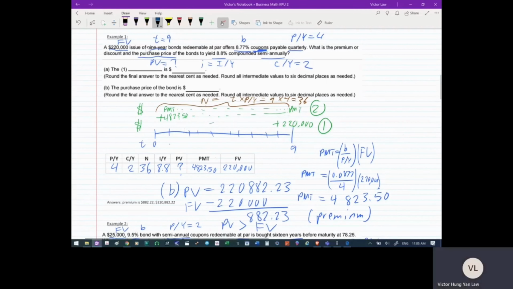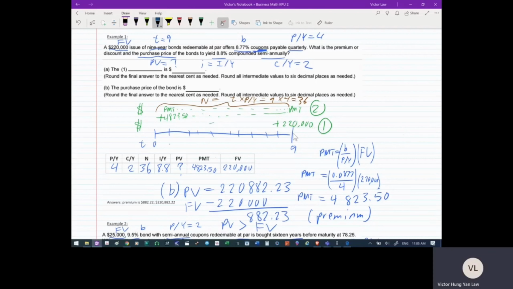And we have a 9-year bond, so our T is starting from year 0 all the way to year 9. So we have a total of 9 years. And for a bond, there are 2 cash flows. The first cash flow is your $220,000 at the end of 9 years. So that's your face value. That's how much we're getting back at the end of 9 years. That's the first cash flow. And that's your future value on the financial calculator, $220,000 as the future value.